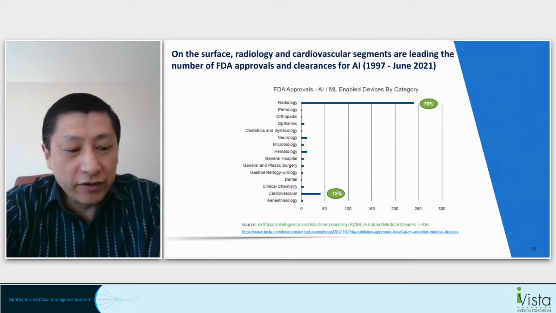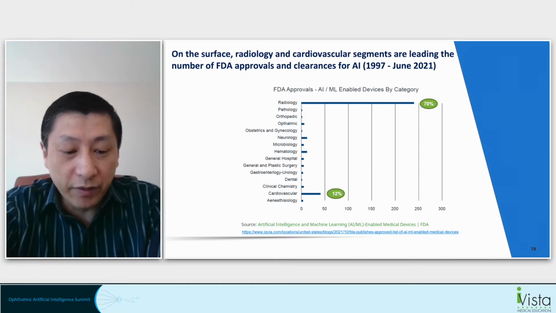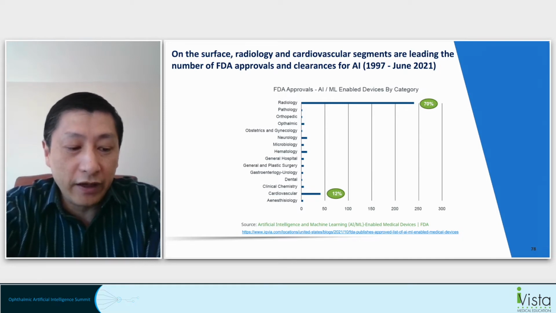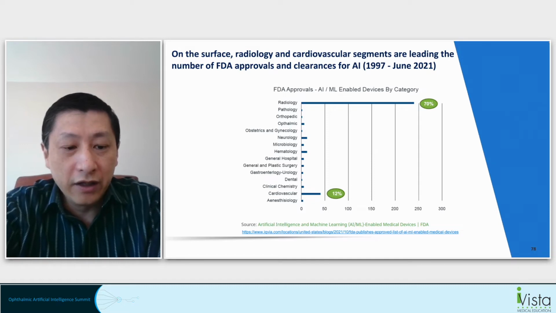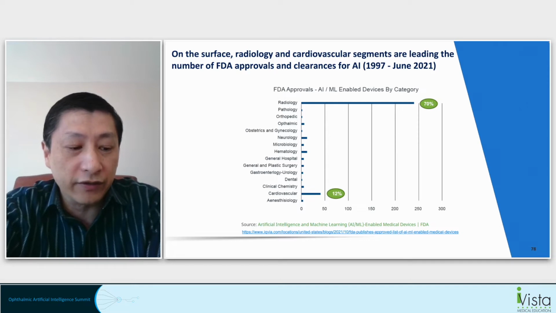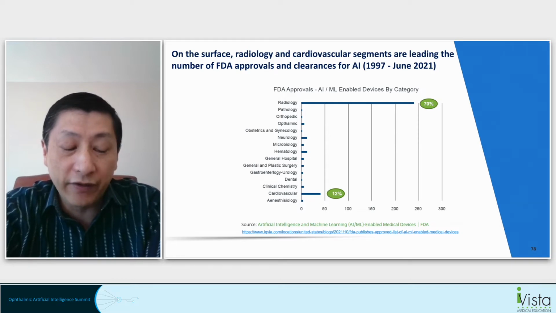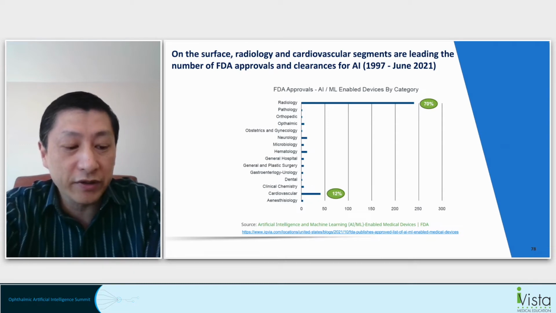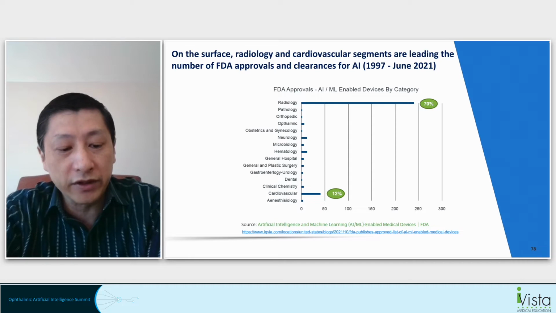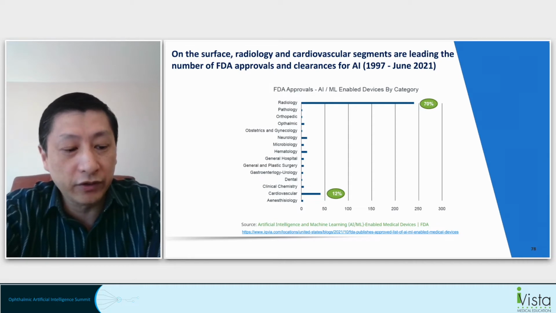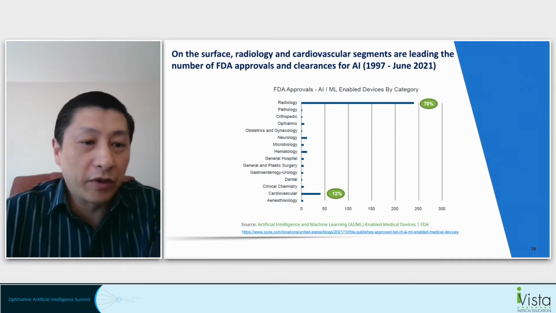On the surface, obviously, the radiology and cardiology segments are more visible. They lead in the number of FDA approvals and clearances for AI. Specifically, in this recently published FDA list of nearly 350 AI and machine learning enabled medical devices approved as of mid last year, 70% of the listed approvals are in radiology, followed by cardiology at 12%, and 3% each for hematology and neurology. So the number of ophthalmology AI clearances is actually far behind on the chart.